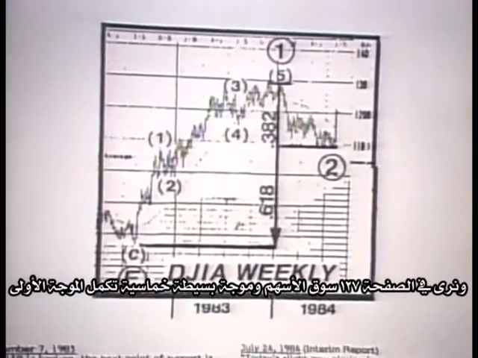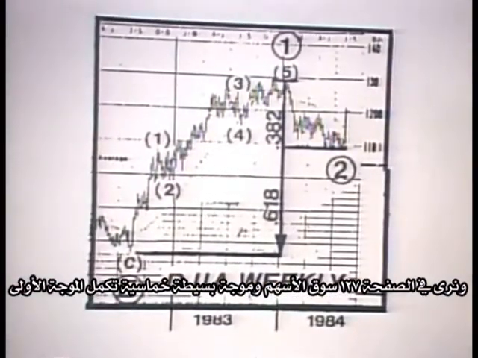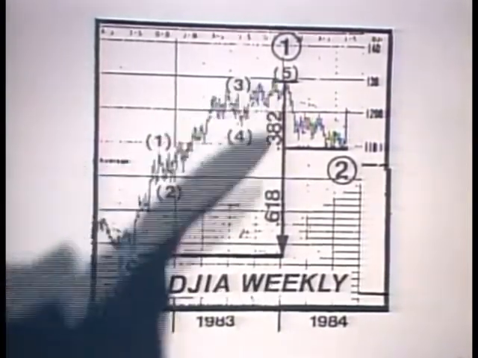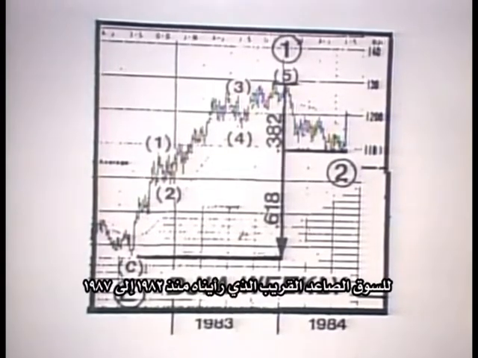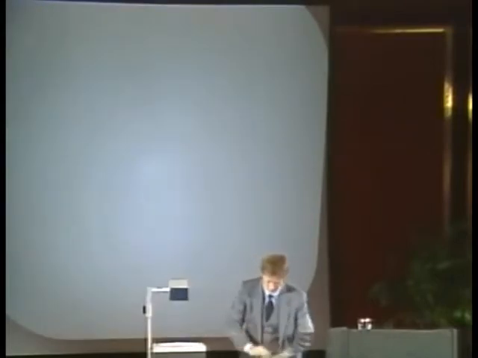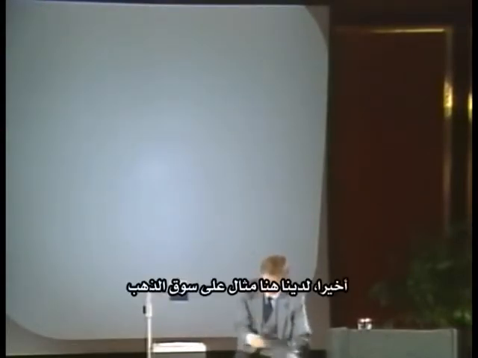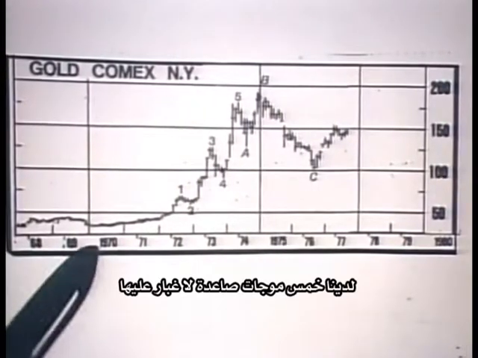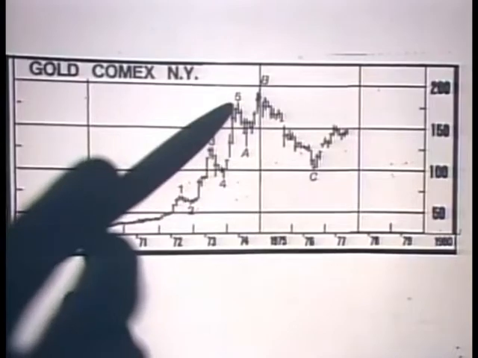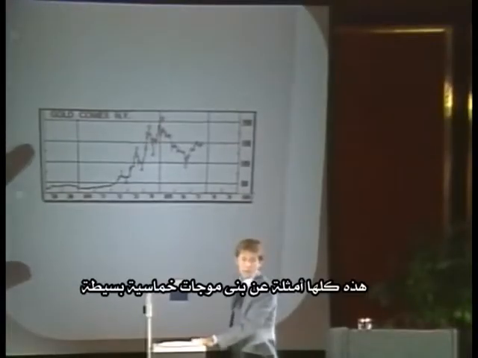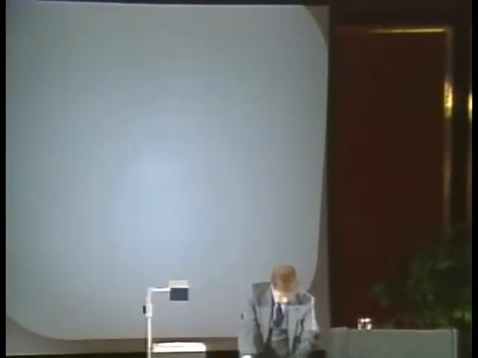Page 127, this is the stock market. Here's a simple 5-wave structure which completed primary wave 1 of the most recent bull market that we saw from 1982 to 1987. And finally, here's an example of the gold market. Here's a very clean 5-wave structure up that ended in 1974. This is also from section 1. Those are just examples of simple 5-wave structures.